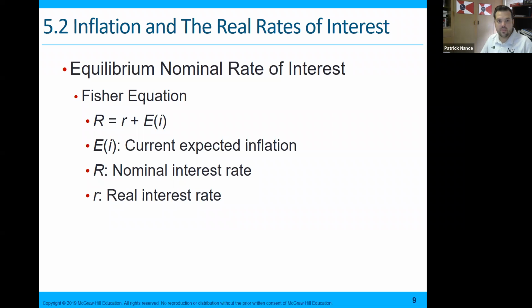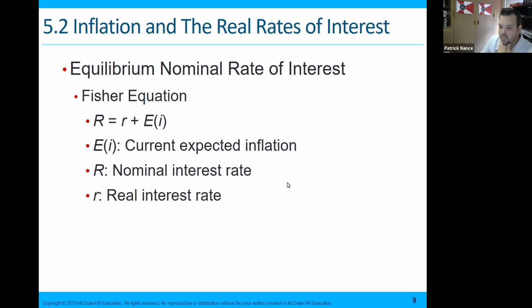Okay, so we're now on to the equilibrium nominal rate of interest, and we're going to talk about Irving Fisher. Irving Fisher was a statistician and an economist. He's well known in economics and economic theory, but this is an equation that he came up with to explain how we figure out a return if we take into account expected inflation. So effectively, our nominal interest rate is our real interest rate plus my current expected inflation.